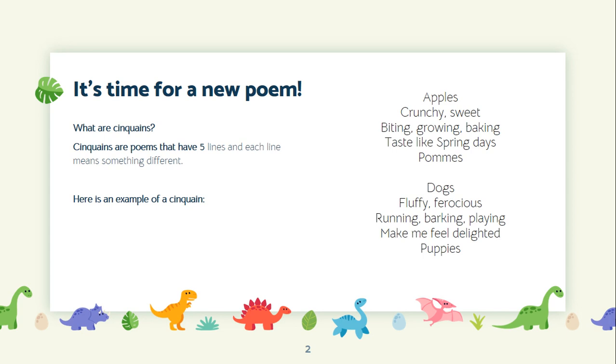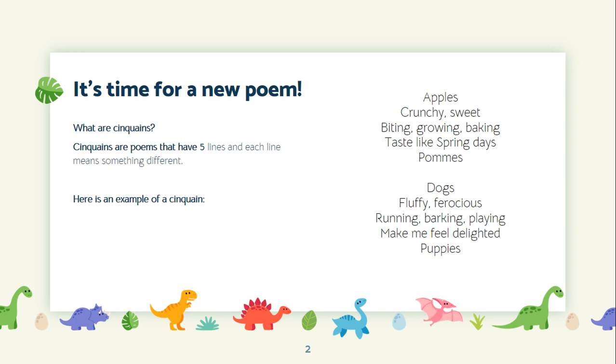Cinquain poems are poems that have 5 lines, okay? And each line means something different. And if you were in French club, or if you hear me randomly speaking French sometimes, as I sometimes do, cinq means 5 in French. So Cinquain poem is 5 lines, which is how I remembered. So cinq means 5 in French.